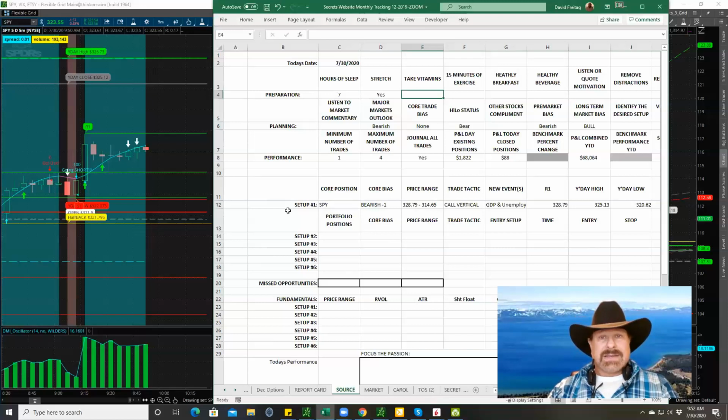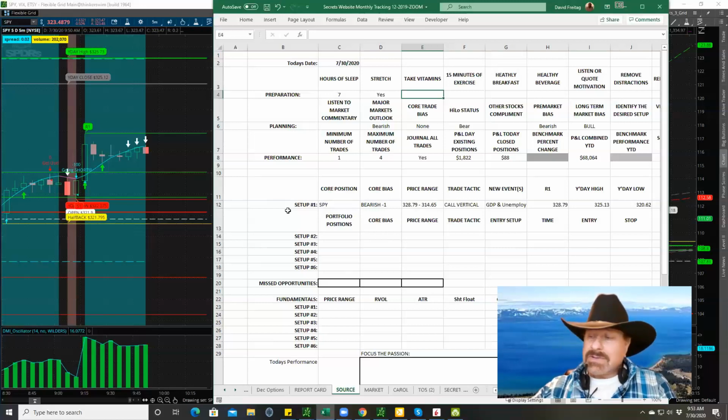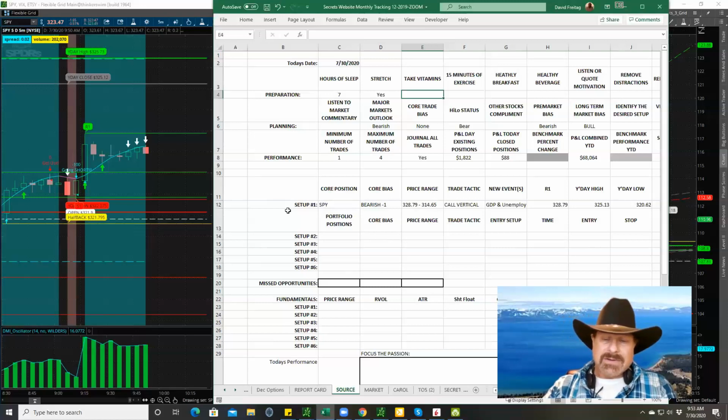Next thing is, did I take vitamins? Again, this is all keeping track of whether I'm staying healthy and helping myself to stay healthy. So I have my vitamins right here on my trading station. I keep track of, every day, did I take my vitamins? And yes, I took my vitamins today. So I'm going to write in there, yes.